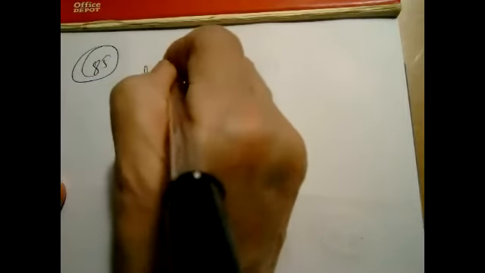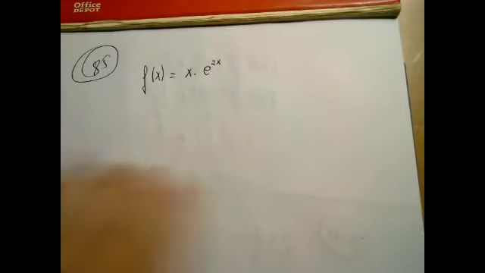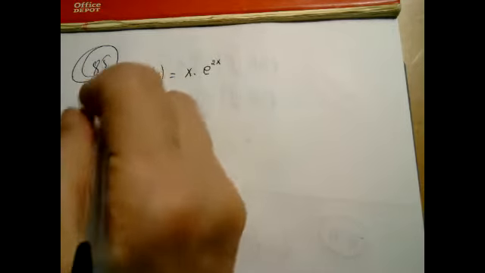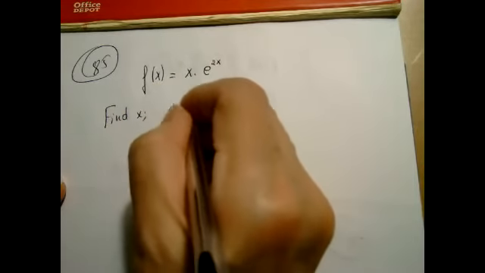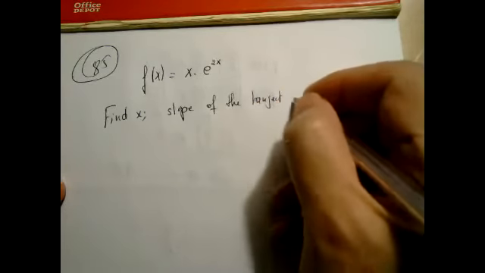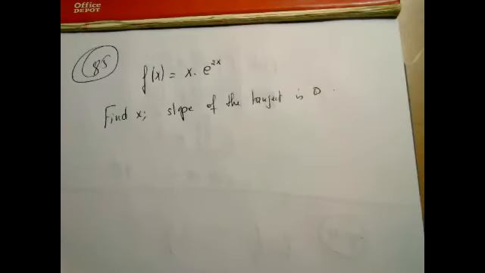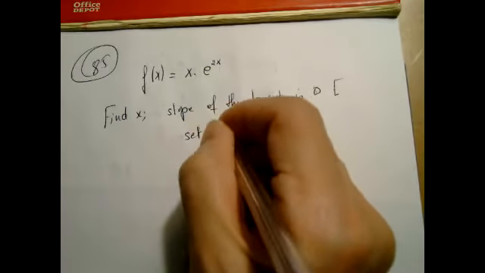So we have the function f of x equal x times e to the 2x. And the question is, find the value of x for which the slope is 0. Okay, so we have to find the value of x where the slope of the tangent line is 0, or basically when the tangent line is horizontal. Usually I don't really tell you the slope is 0; I say the tangent line is horizontal. So it means that we have to set the derivative equal to 0 and solve for x.